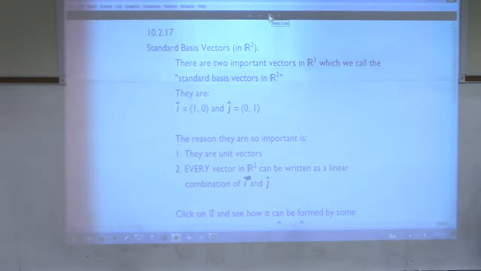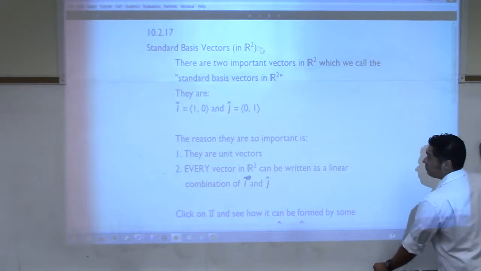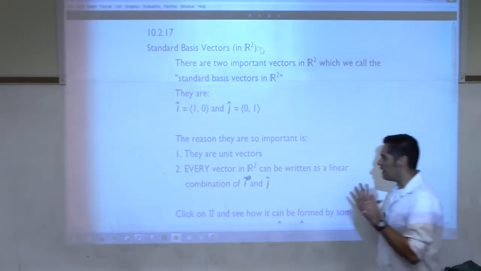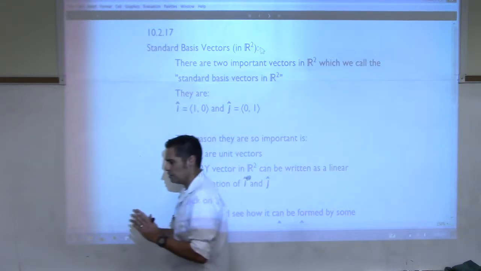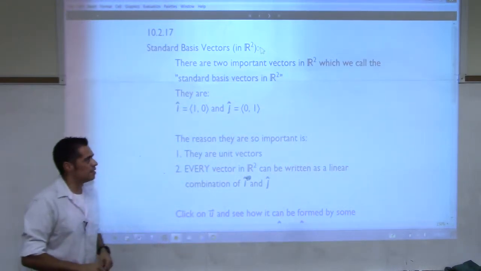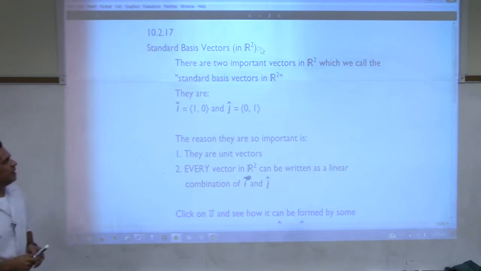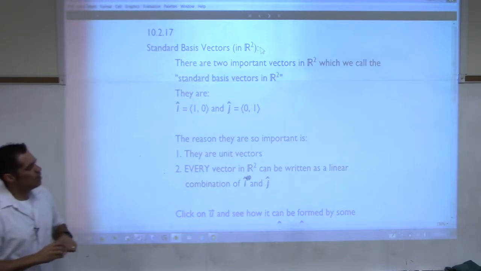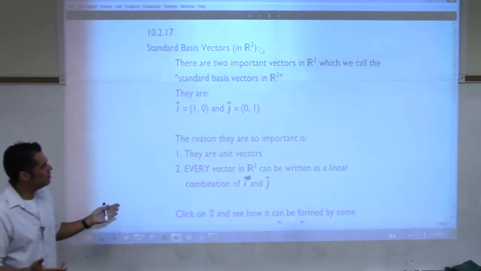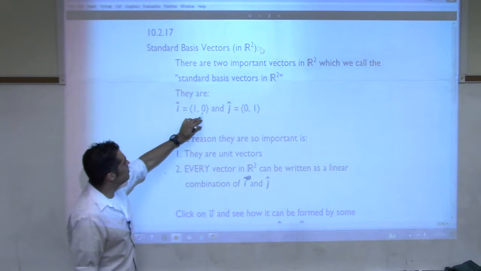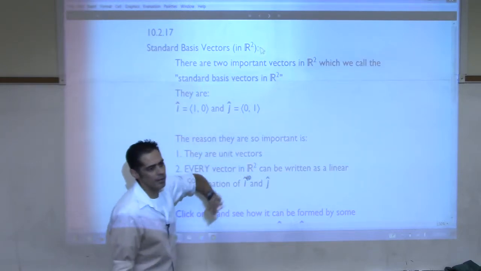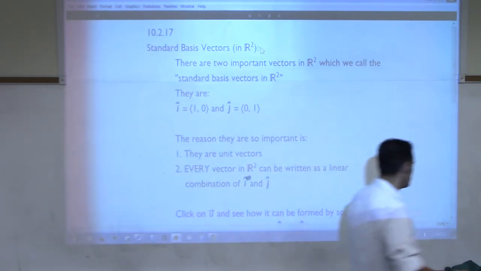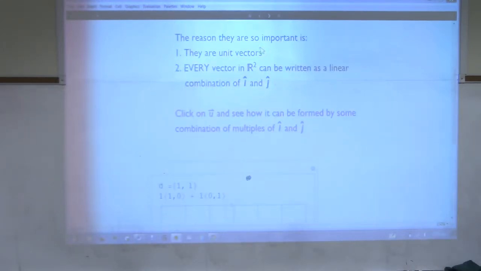All right, standard basis vectors. In two-dimensional space, there are two very, very important vectors, which you see in physics and engineering. It's i hat, j hat, right? They're just vectors, but they're special. i hat is the vector 1, 0, and j hat is the vector 0, 1. And in three-dimensional space, you have three special vectors. It's i hat, j hat, k hat.